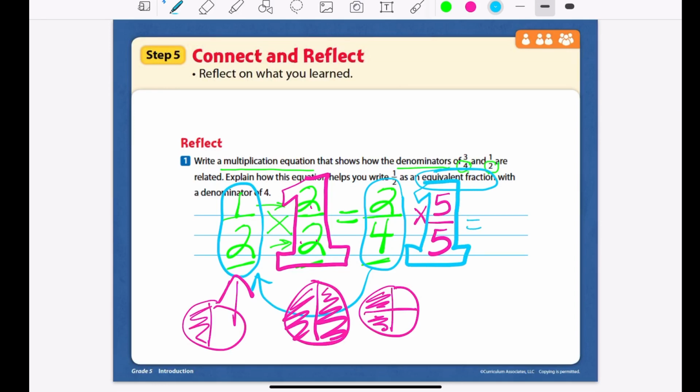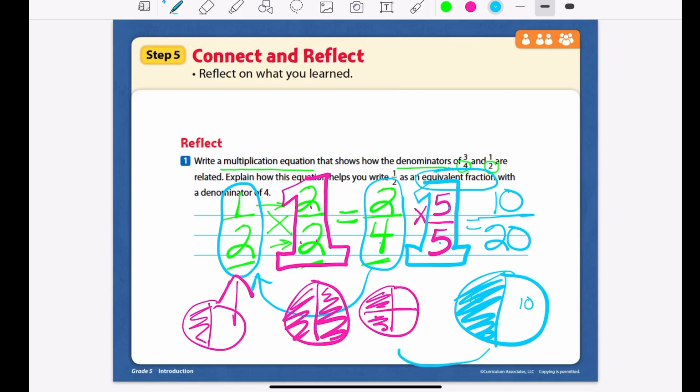And so what do we get? 2 times 5 gives you 10, and 4 times 5 gives you 20. We know that if we have 10 pieces over here and 10 pieces over here, right, that's 20 pieces all together. So 10/20, oh my gosh, look, same, twins. They are all equivalent fractions.